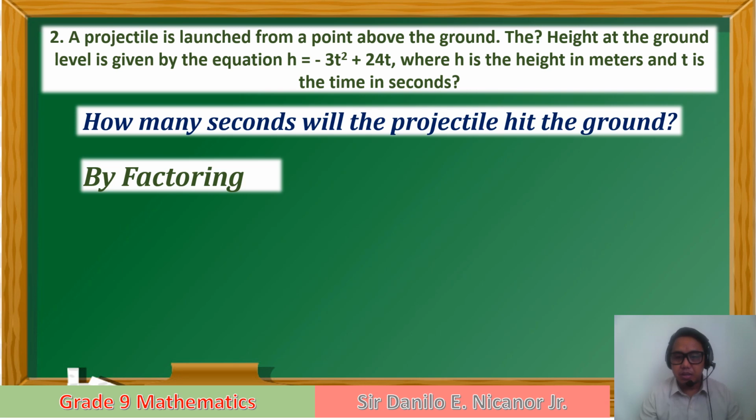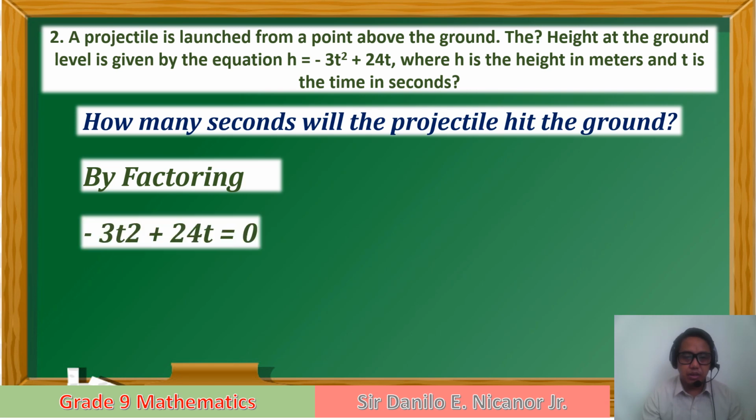Ibig sabihin, solve for the roots. Zeros na yung kukunin natin, kasi 0 na yung height pag na-hit niya na yung ground. So, gamitin natin yung by factoring. Ito yung ating quadratic function na naging quadratic equation: negative 3t squared plus 24t equals 0. By factoring ang gagamitin natin.